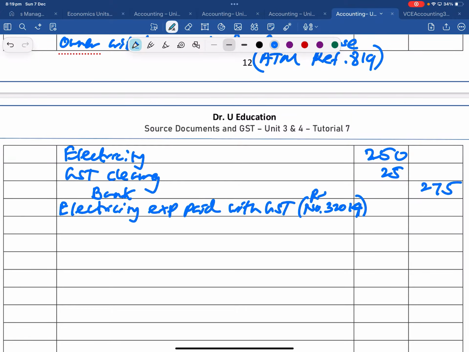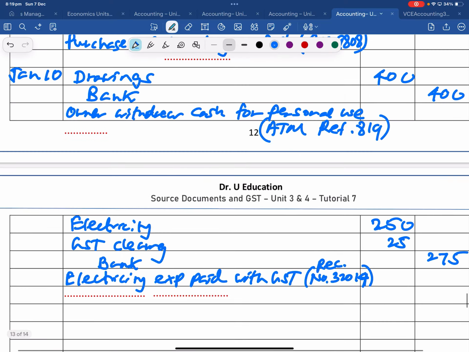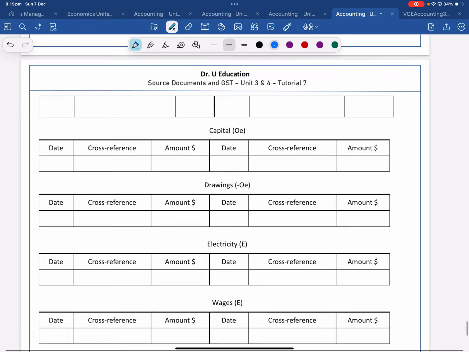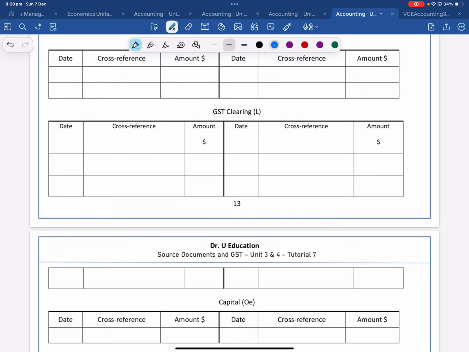Right, then is that all? Now we have to do the ledger accounts. Do we do a trial balance for this one? No, not trial balance. Do you want me to do the ledger accounts or are you okay? You guys are good? But you have to complete it, okay?